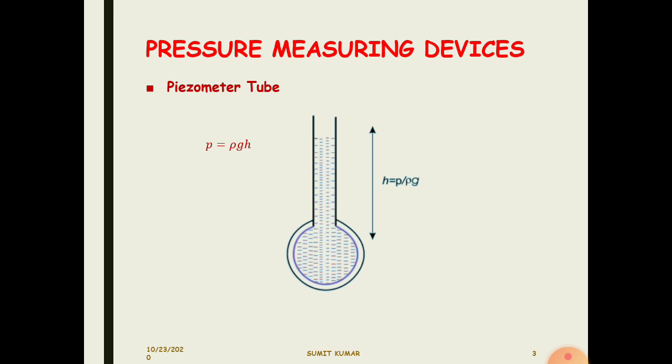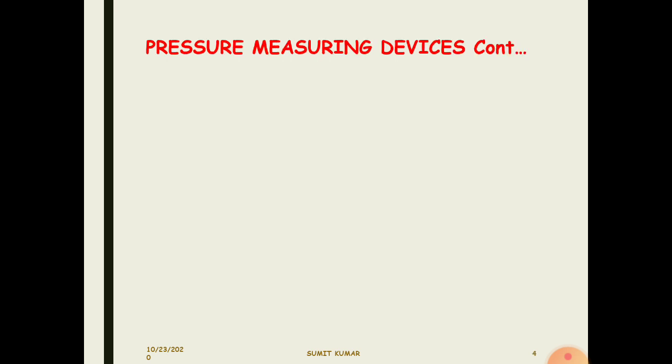Piezometers can only be used to measure liquid pressure because in the case of gas, the free surface is not formed. A simple piezometer is not suitable for measuring high pressure due to its limited tube length. To overcome this limitation, a U-tube manometer can be used.